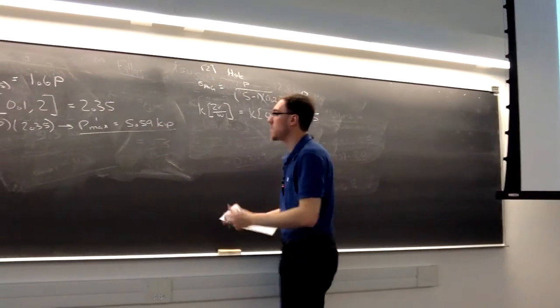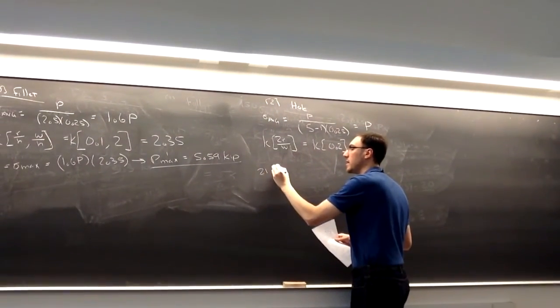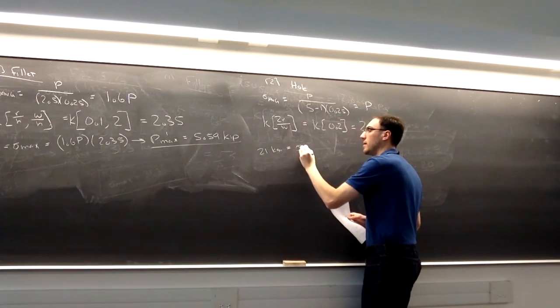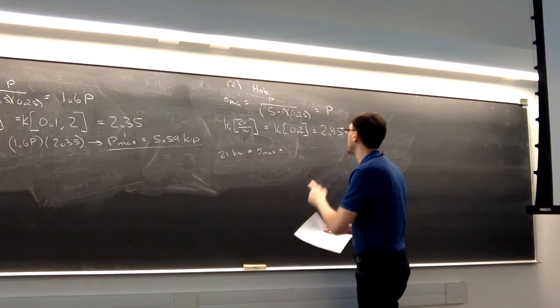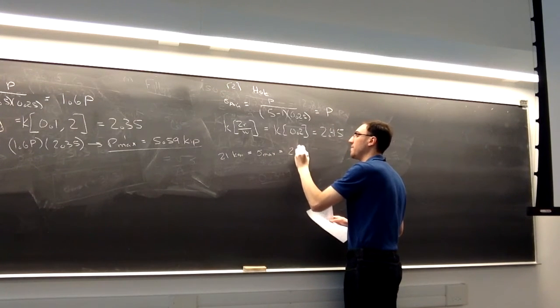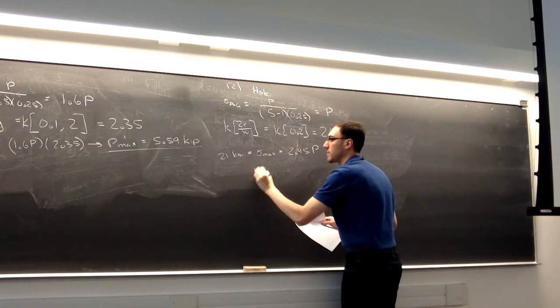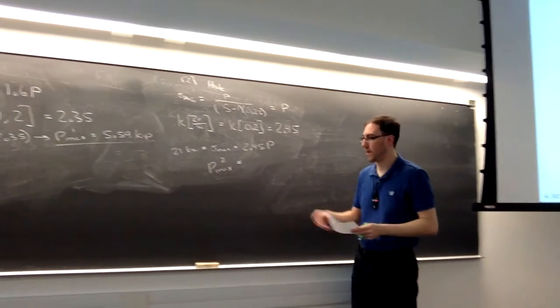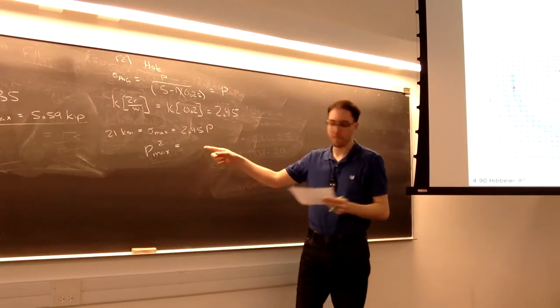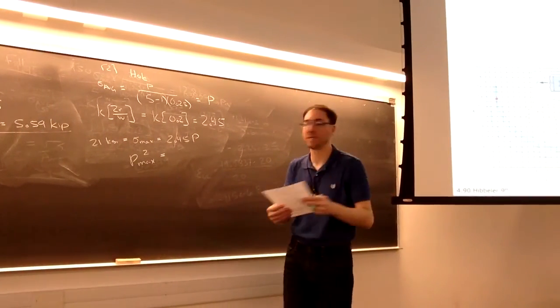Same analysis as here. I know that 21 KSI I can set equal to sigma max. That's going to be 2.45 times P. So the load that would fail at the holes at 21 KSI, I would need to apply a load of 8.57 kip.